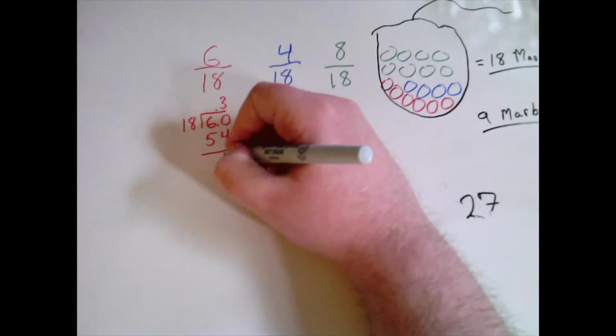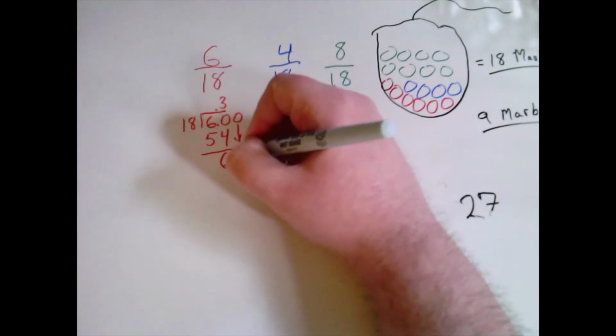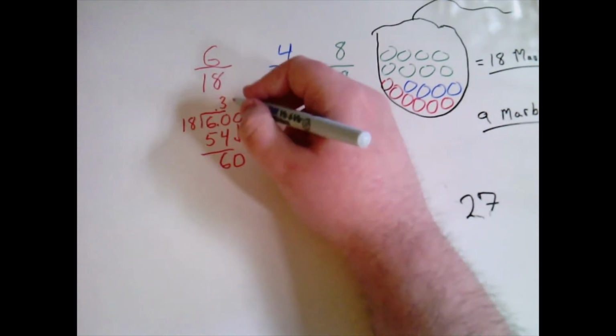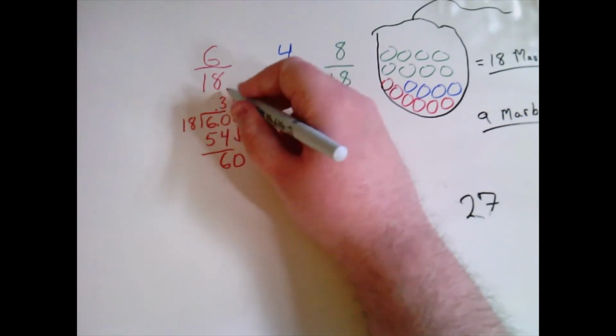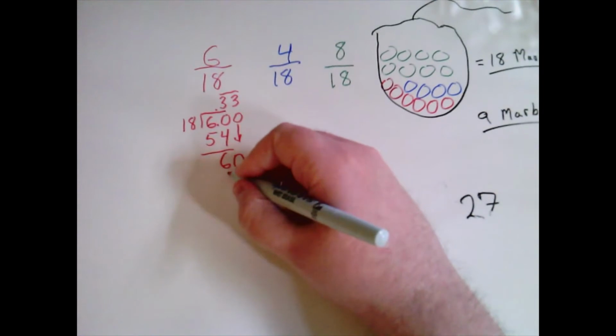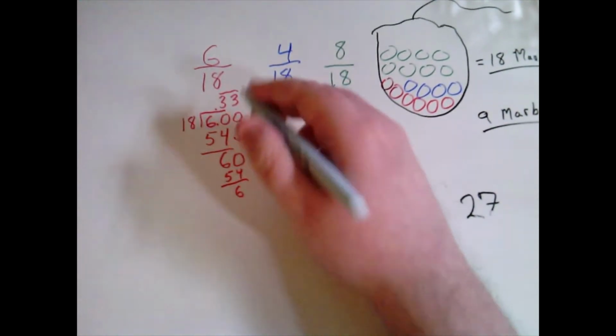That leaves us a remainder of 6. We're going to bring a 0 over here and bring it down. And how many times does 18 go into 60? Well, that's actually 3 again, and so we see here that this is going to be 0.3 repeating, because if we do this, 3 times 18 is 54, 60 minus 54 is 6, and so on and so forth.